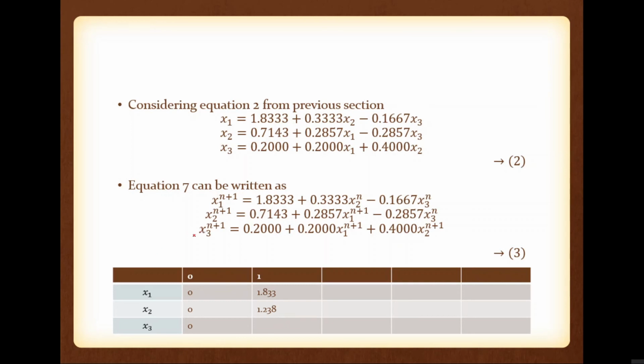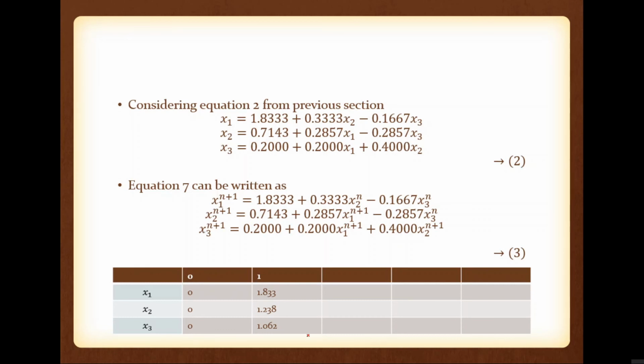Now we are going to find x3. So for x3, we need x1. So this is the latest value of x1. Now we need x2, and this is the latest value of x2. So what is x3 is equal to 0.2 plus 0.2 into 1.833 plus 0.4 into 1.238. So what is the value? 1.062 for me. 1.062. Is it okay? So now find the remaining values. So continue this iteration.